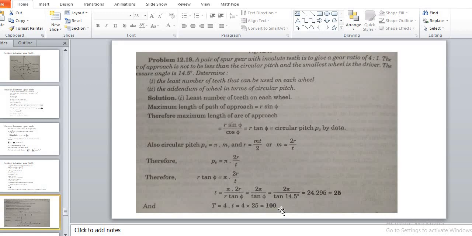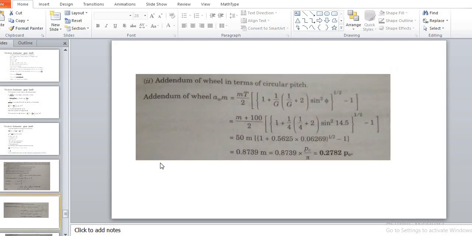The remaining term is the addendum of the wheel in terms of the circular pitch. We have a formula for this in terms of the gear ratio G, the pressure angle phi, and the module m. These values are given, but in this example the m value is not given, so we keep m as it is.